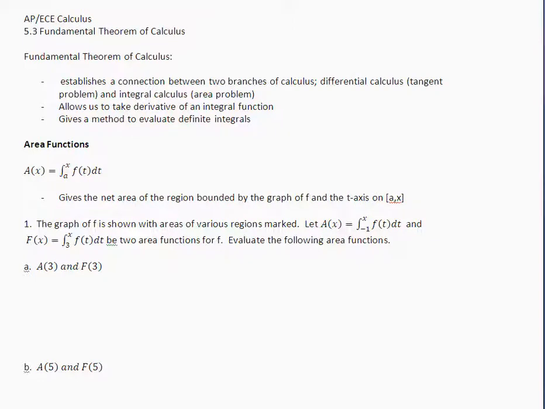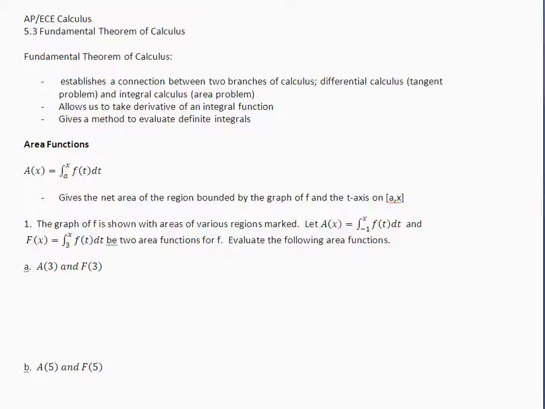So section 5.3, Fundamental Theorem of Calculus. It's going to actually have two parts. I have basically three things that it does. So it is going to establish a connection between the two branches. So we've done derivatives and we've done integrals, and it's going to actually connect them for us.